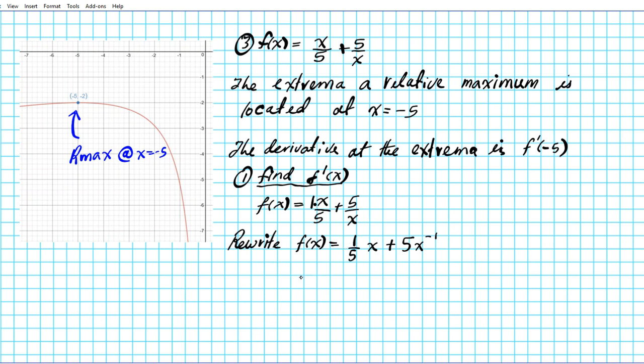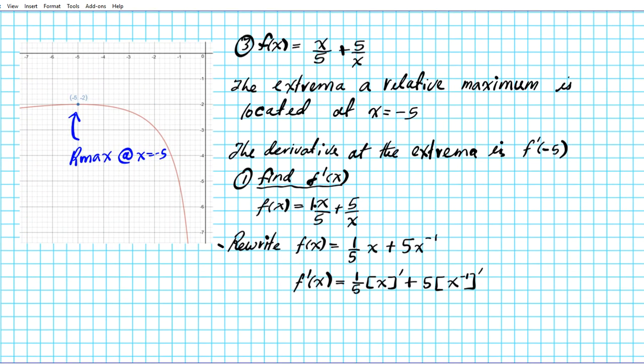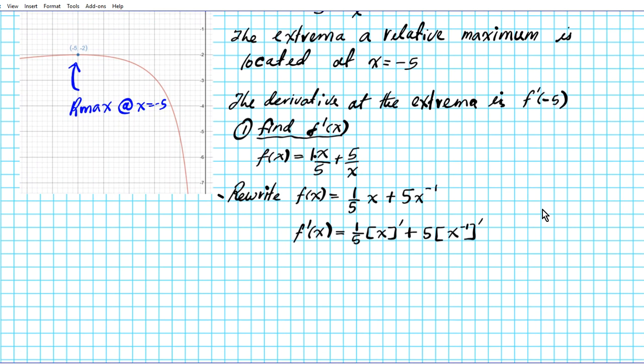Alright, so now that we've rewritten it, we're going to go ahead and differentiate. F prime of x is equal to derivative of, we can just factor out 1 over 5. You could do this mentally if you have your rules mastered. So we're differentiating x plus 5x to the -1, and you can always factor out coefficients from derivatives and integrands, okay? And then those are what we're differentiating.